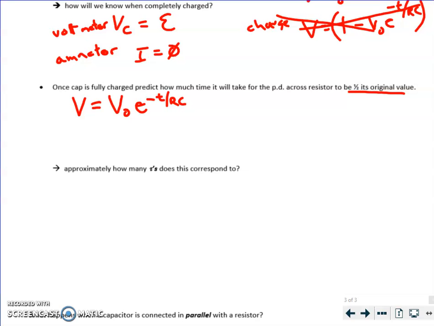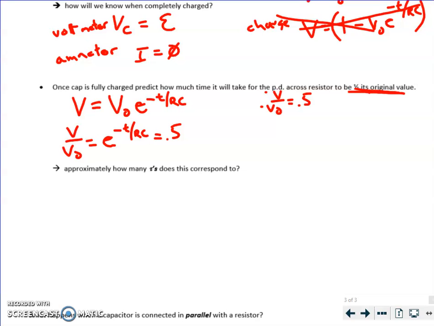Okay, we know what R and C are. What are we trying to solve for here? So you have to interpret this statement right here, half the original value. And if you understand that, what you're basically saying is V over V naught is 0.5, right? So my new value divided by my original is 50%. So if I rearrange this equation, I would say V over V naught equals e to the negative t over RC, which we now know is 0.5.